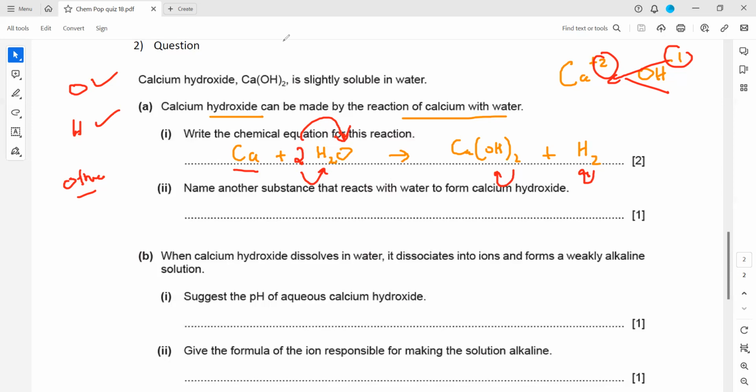Then name another substance that reacts with water to form calcium hydroxide. So calcium is reacting with water to form calcium hydroxide. What else can react with water? It can be a metal oxide, or a metal can react to form a hydroxide. So it can be calcium oxide.